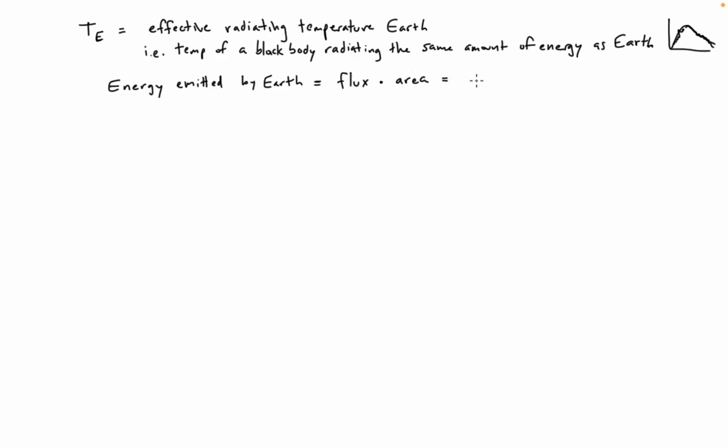So that flux we saw in the previous lecture, according to the Stefan-Boltzmann relationship, is equal to the effective radiating temperature to the fourth power times some constant. And we multiply that by the spherical area of the surface of the Earth, which is 4 pi r squared, where r is the radius of the Earth.